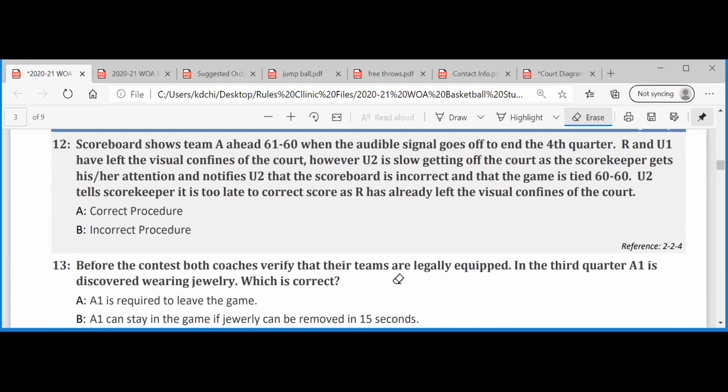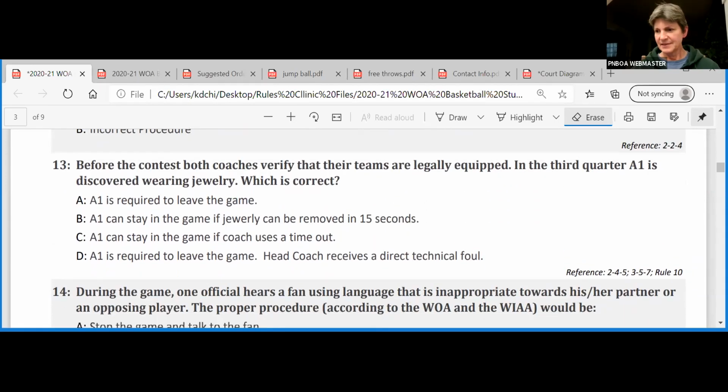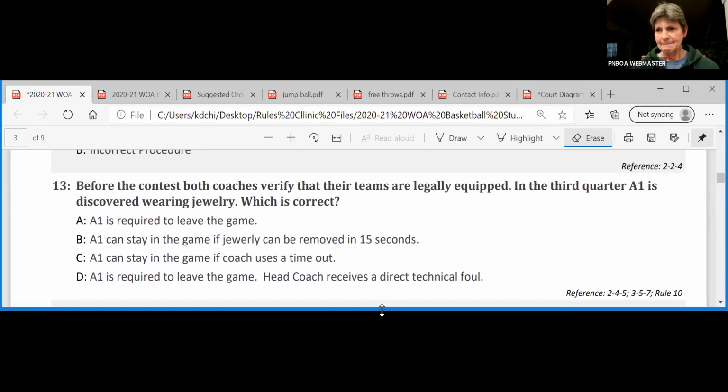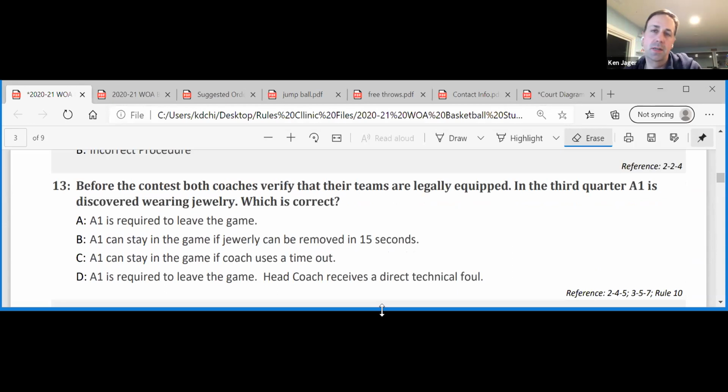Number 13 will be Ken. Before the contest, both coaches verify that their teams are legally equipped. In the third quarter, A1 is discovered wearing jewelry. Which is correct?